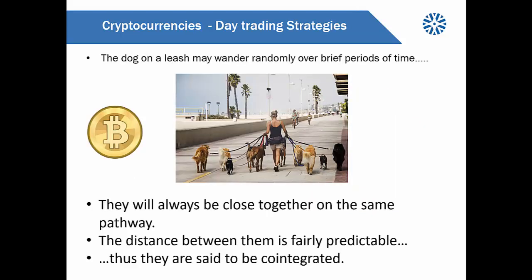Think about co-integration as almost like a human walking some dogs, and those dogs are on a leash. They may wander randomly over brief periods of time. They may wander away, but they will always be close together on the same pathway. Where the dog walker is going is where everybody is going. What you tend to realize is that the distance between them is fairly predictable, and so they are said to be co-integrated. What that means is that it provides us opportunity, and we'll talk about how we can do that on cryptocurrencies on the Blackwell Global MetaTrader 4.